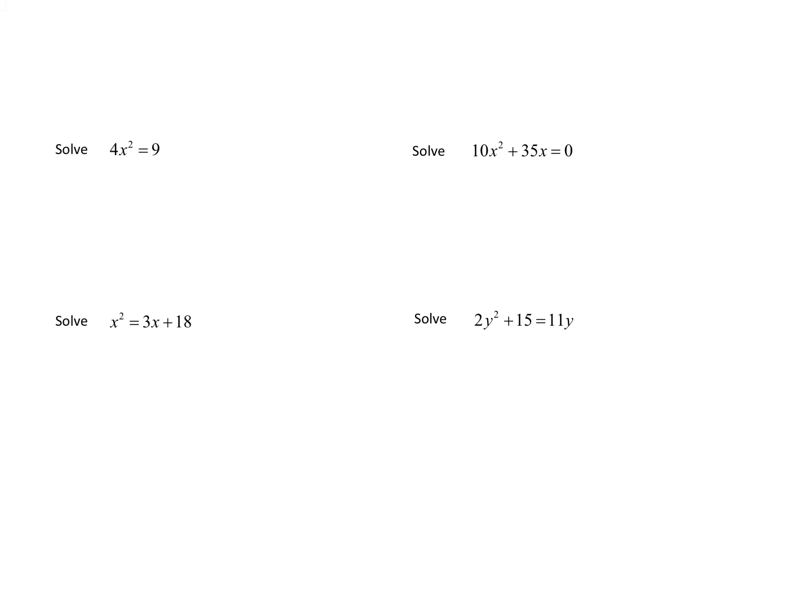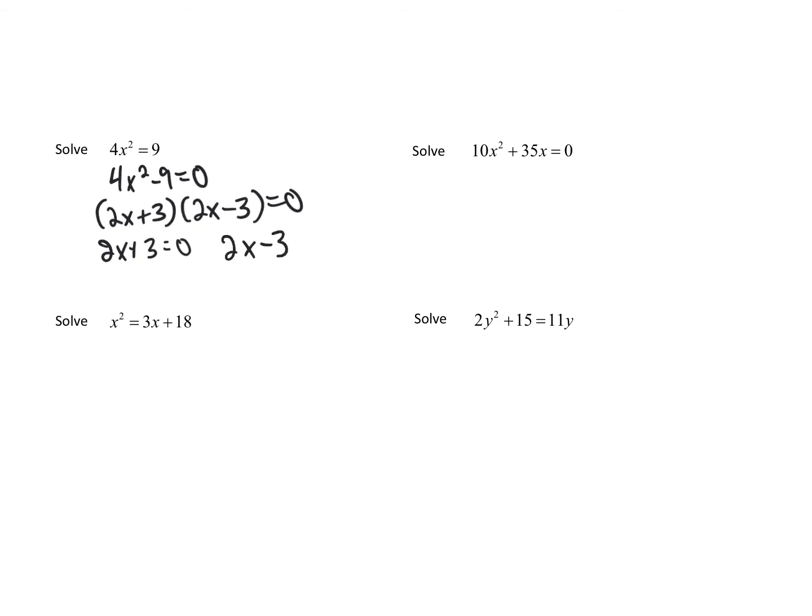This week we're looking at solving quadratics. The first several examples here we're going to use factoring to solve. The first one, we can bring the 9 over. Then this is a difference of squares. Set each to 0. And when solving, you get negative 1.5 and positive 1.5.